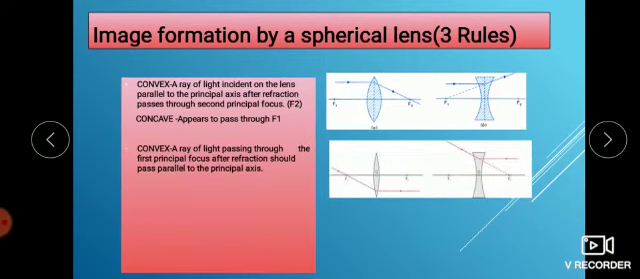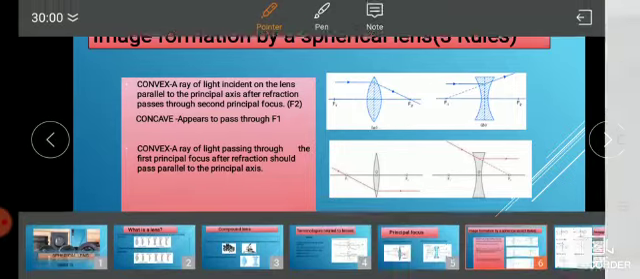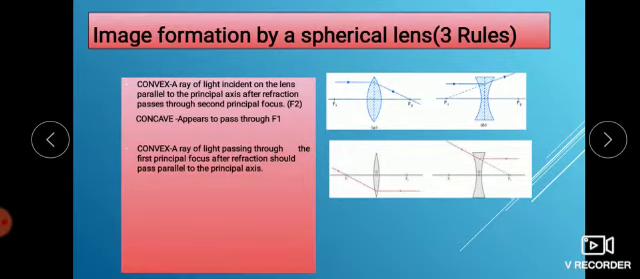The second rule states that a ray which is passing through the first principal focus, after refraction goes parallel to the principal axis, same as in a mirror. Here also, the ray appears to pass through F1, right? Then what happens? It goes parallel to the principal axis. Here it will be through F2, right? Because here it is F1 parallel. Here it comes till here, it appears to pass through F2. It will be parallel to the principal axis.